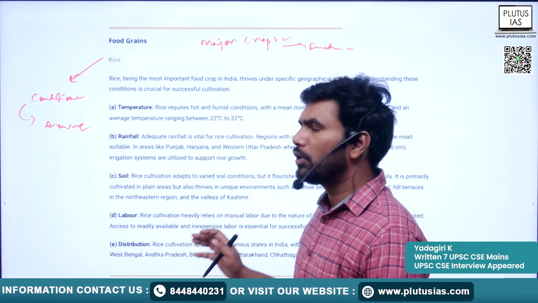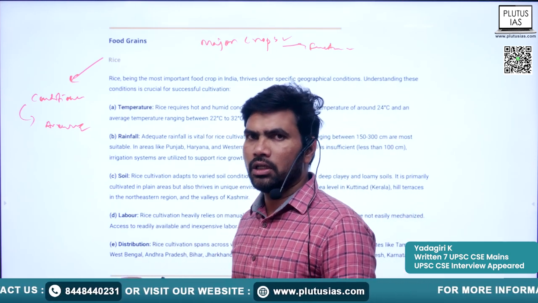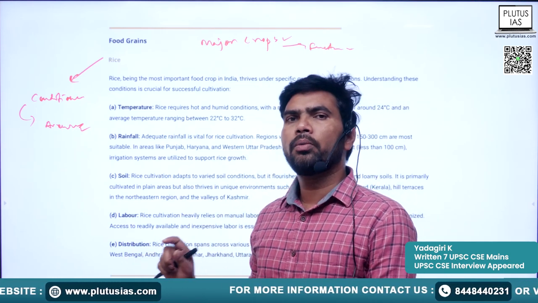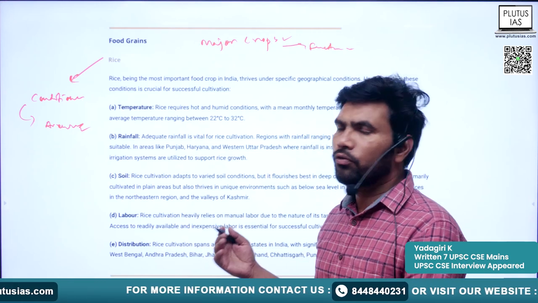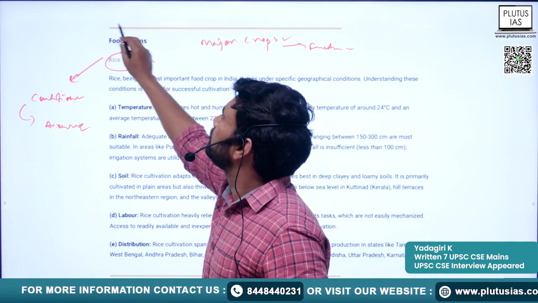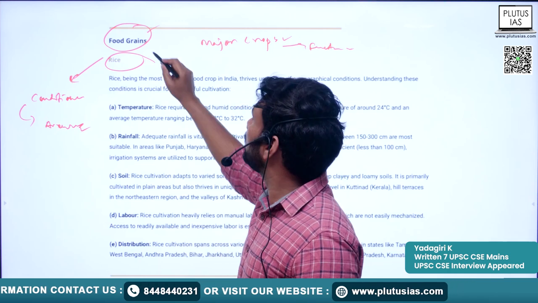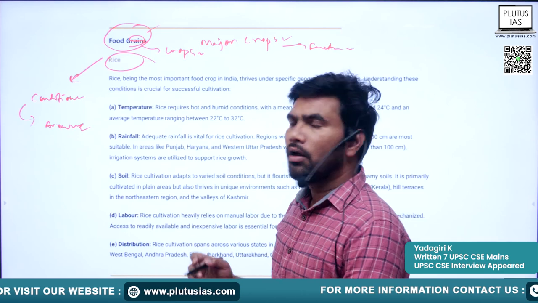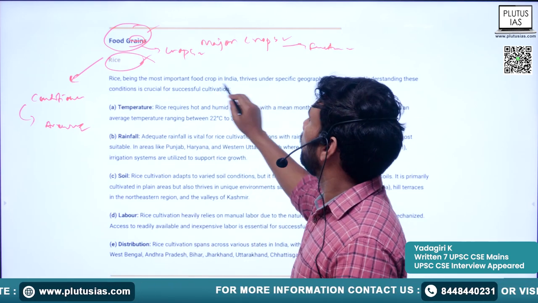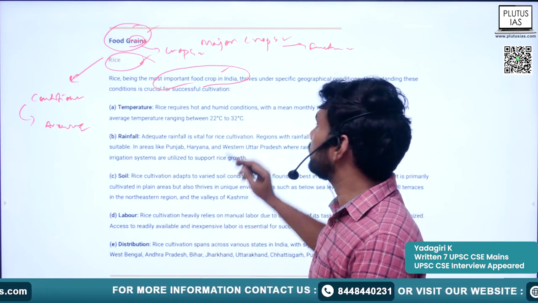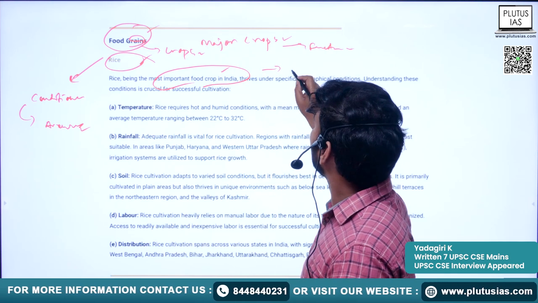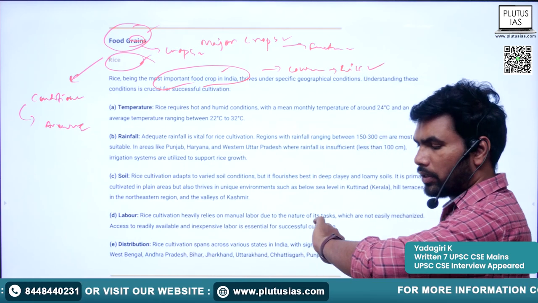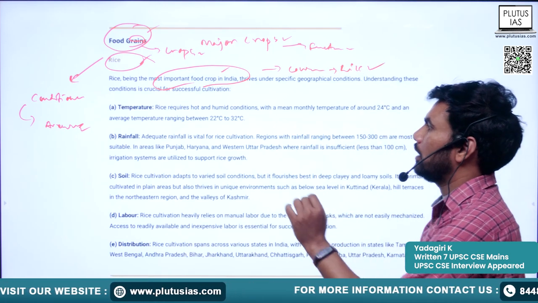Right. From here on, it is predominantly factual, you have to remember the factual information. So please try to remember and focus. The first crop is, first we see some food grain crops. The first one is rice. It is one of the most important food crops in India, because the majority of the people consume rice.